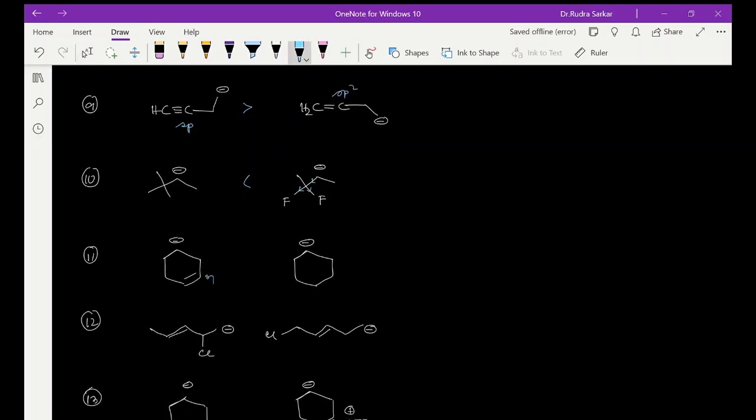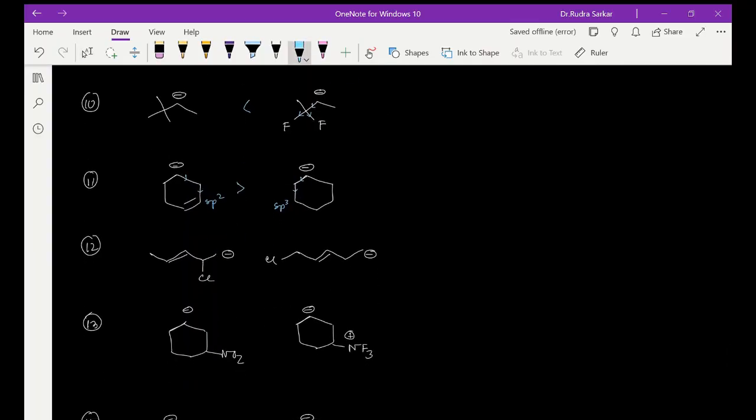In this, this is sp but this is sp3, so sp carbons are more electron withdrawing than the, this is sp2, sorry, than the sp3, and hence sp2 carbon will stabilize more than the sp3 carbon, and hence the stability order will be this. Here the chlorine is lying in the alpha position, whereas in this is alpha, beta, gamma and delta.